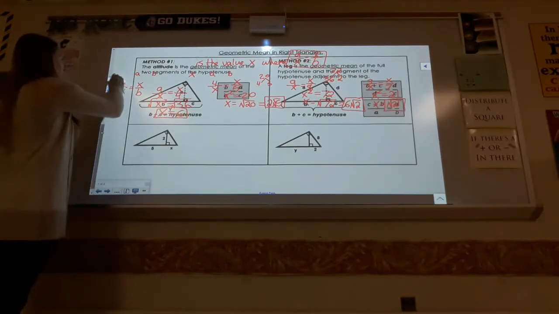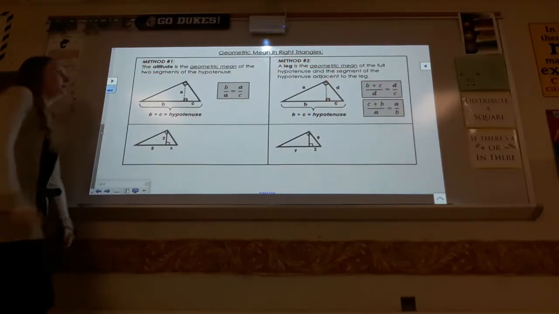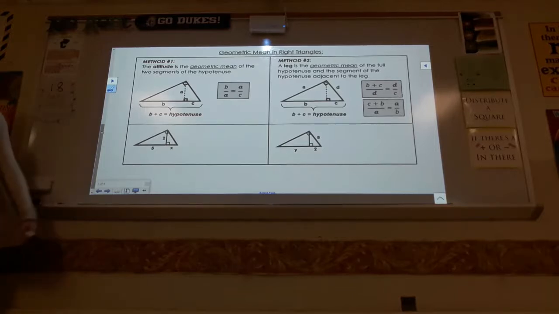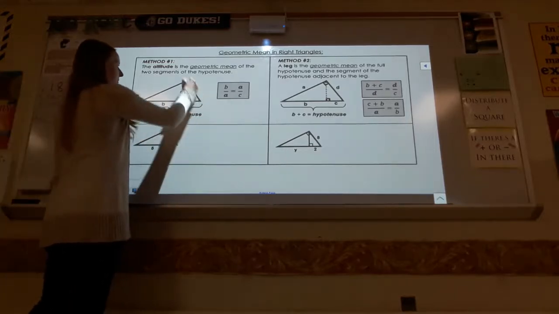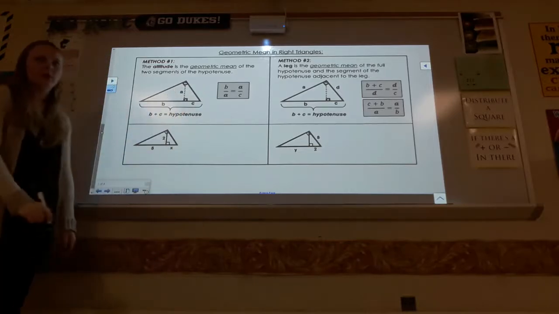Alright, next up in our last concept for today is talking about these 2 rules. There are 2. I call them method 1, method 2. I actually have other names for them, but we'll talk about that in a second. So there are 2 different scenarios that they could provide. Obviously, the picture is going to look the same. You're going to have a right triangle, a big right triangle, with an altitude drawn down the middle. Okay?